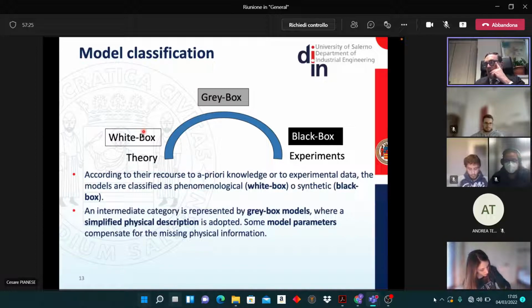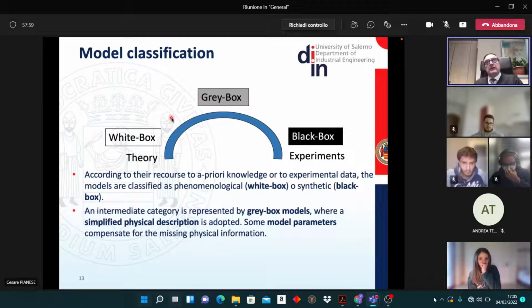Here, in gray box models, for example, we use a simplified physical description. So we know that, for example, for a flow in a channel, in reality, we need a three-dimensional representation, whereas we don't have enough resources to integrate it to solve 3D equations, but we are able to do only a 1D equation. So it's not precise, okay?